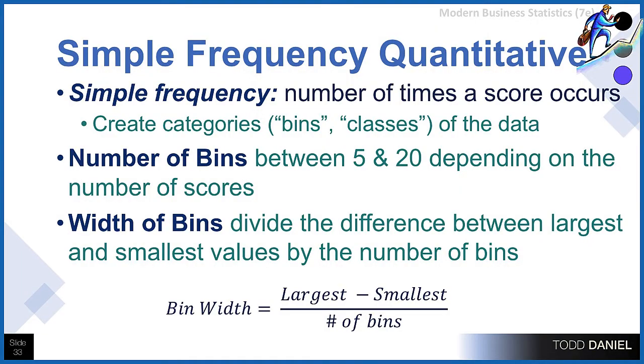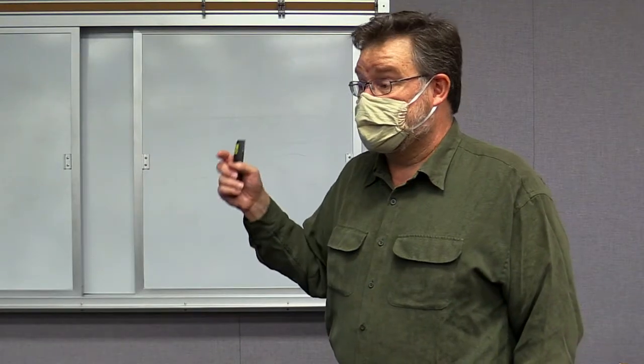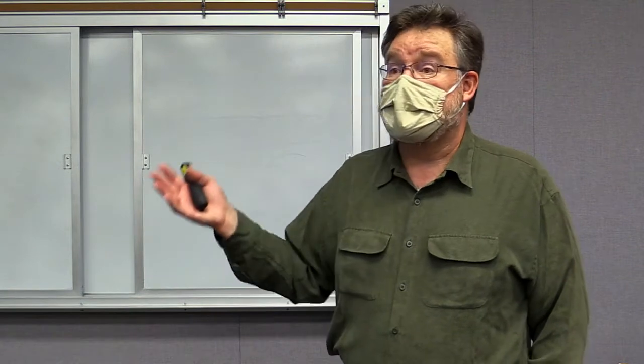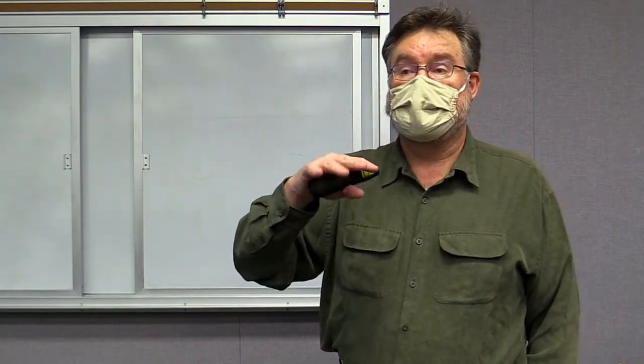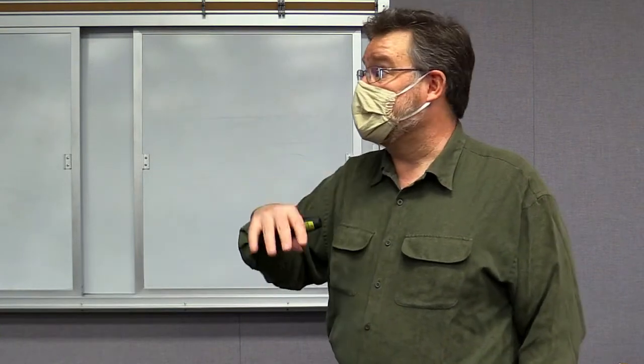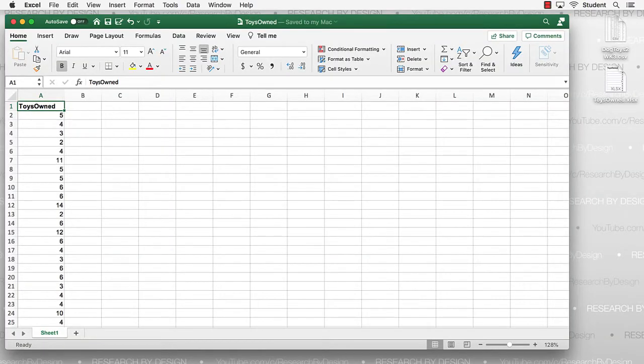To determine the width of the bin, you would divide the difference between the largest and the smallest values. So take the high score minus the low score and divide that by the number of bins. In a moment, I'm going to show you some data that ranges from 1 to 20, and we're going to divide it into 5 bins. So the range will be 1 to 4 for each bin, and that will create a total of 5 bins.